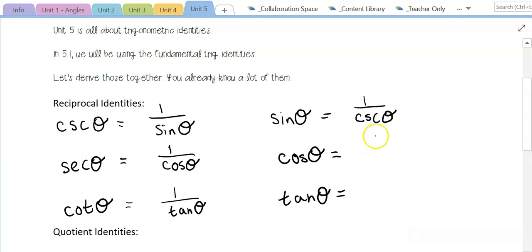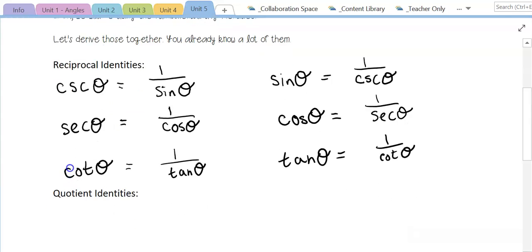So cosine, 1 over secant, and tangent, 1 over cotangent. So pretty straightforward. Hopefully, at least the first 3 you are familiar with. The next 3, hopefully you can get there using logic.